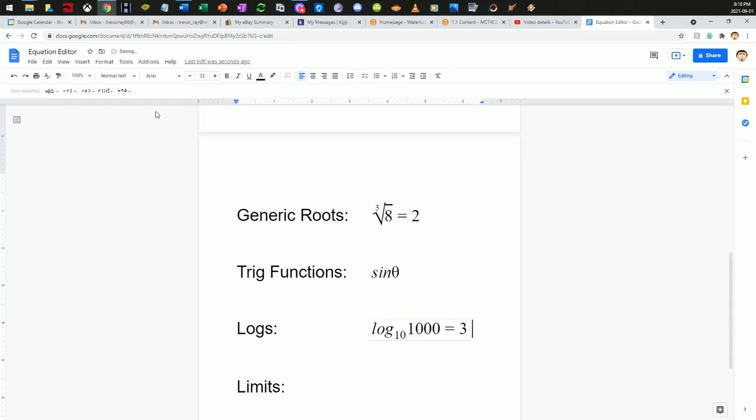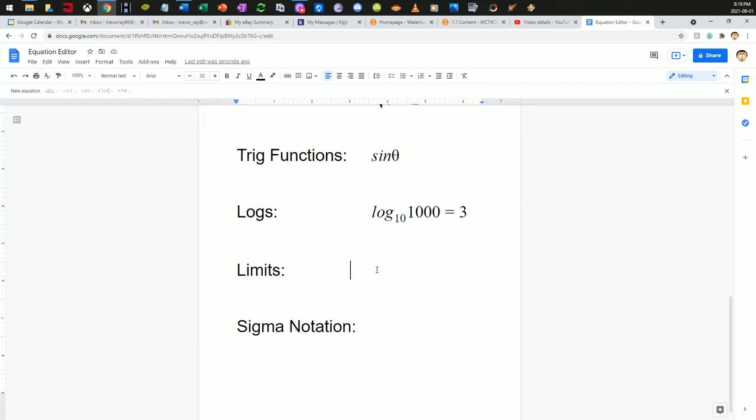Basically, it's saying what exponent do you put on 10 to get 1,000, and the answer is 3. 10 to the 3 is 1,000. So not as pretty as Microsoft Word, not as sleek, but it does work. Limits.